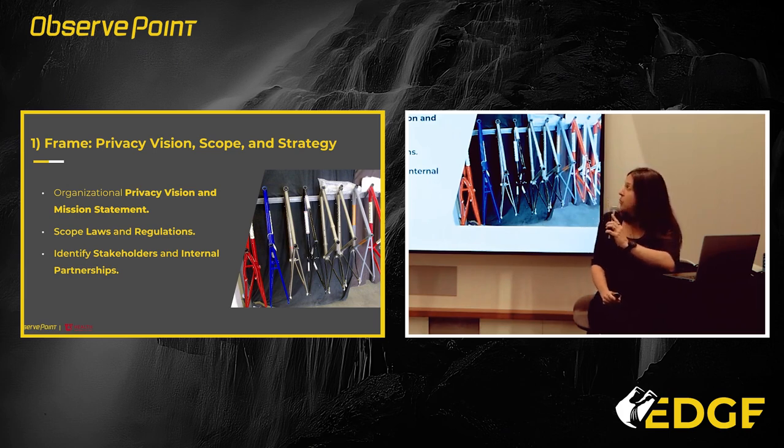You also need, when you're thinking about creating your privacy vision, so an internal statement to scope out your privacy program and writing a privacy mission statement, think about the laws and regulations that your entity or your business is actually subject to. Identify stakeholders and internal partnerships. And this is important just throughout along the way.